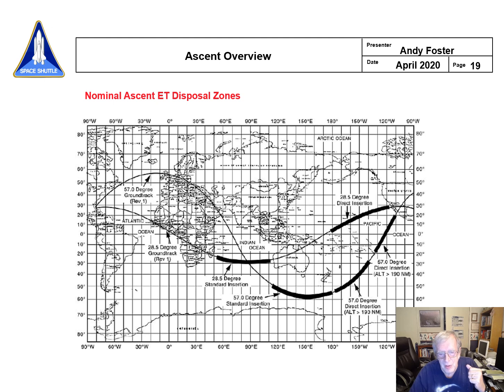And then for 57 degrees, which was typically the highest one we flew, standard insertion is here, and 57 degrees direct is over here, and actually in two areas, depending on the altitude.